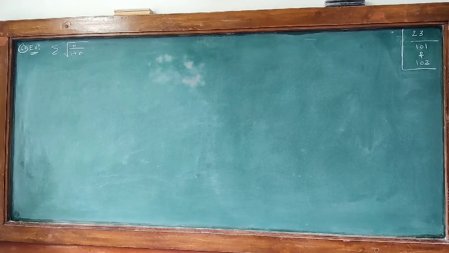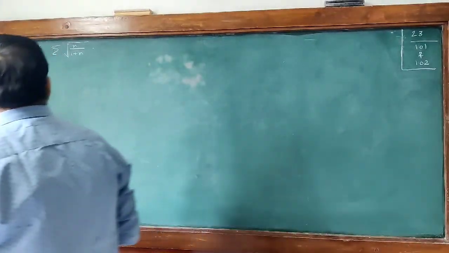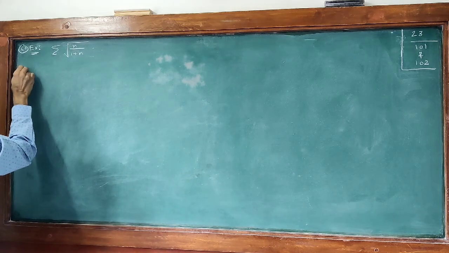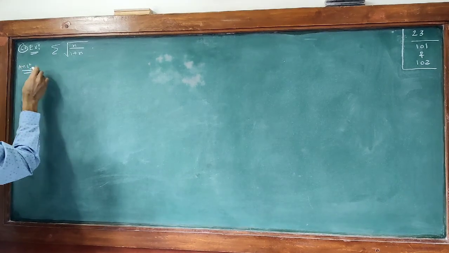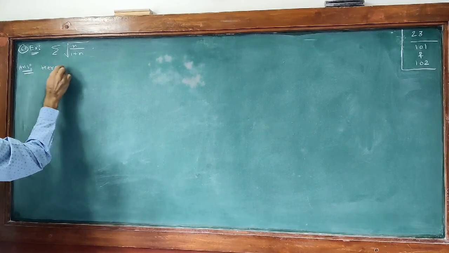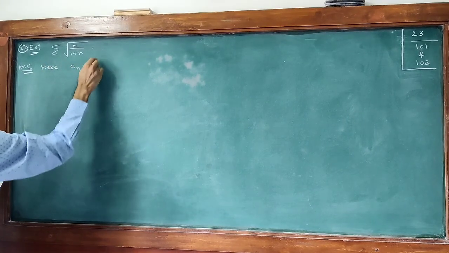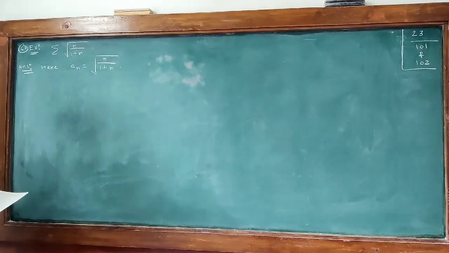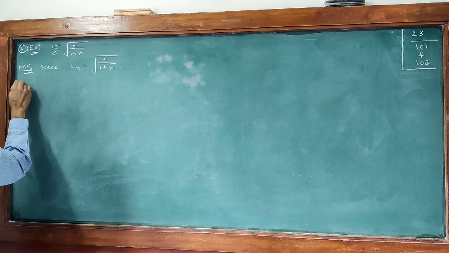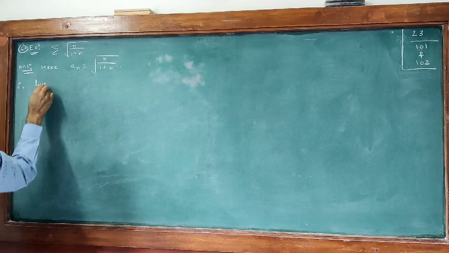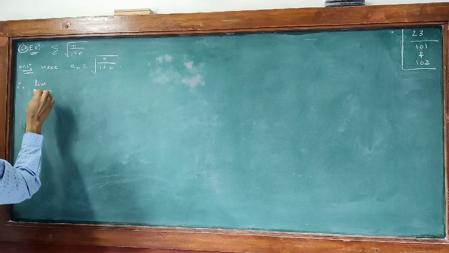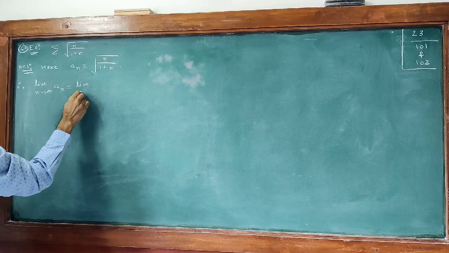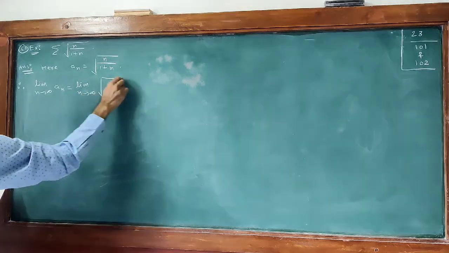One more sum on the board, sigma 1 to infinity square root of n upon 1 plus n. Answer, here an equal to square root of n upon 1 plus n. Therefore, limit n tends to infinity, an is limit n tends to infinity square root of n upon 1 plus n.